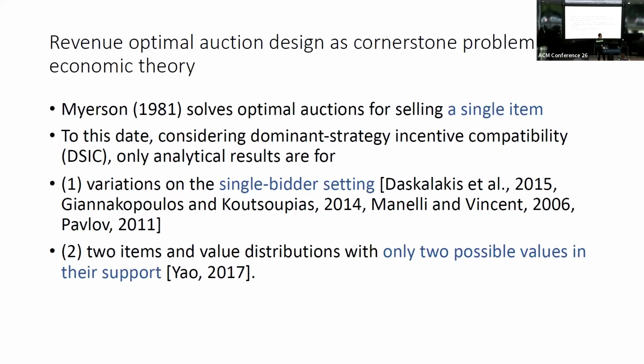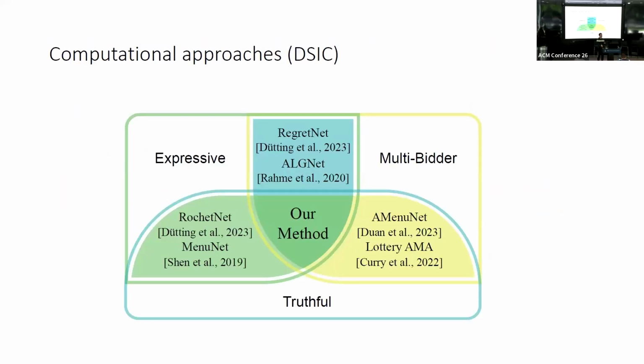With incentive compatibility being a very important focus, we're naturally asking the question: of all the auction mechanisms that are incentive compatible, what is the revenue optimal one? Myerson famously solved the problem for selling a single item in 1981. But to this date, if we consider notions of DSIC only, the analytical results have not been that many. We only have variations on the single bidder setting and the setting with two items, but only two possible values in their support.